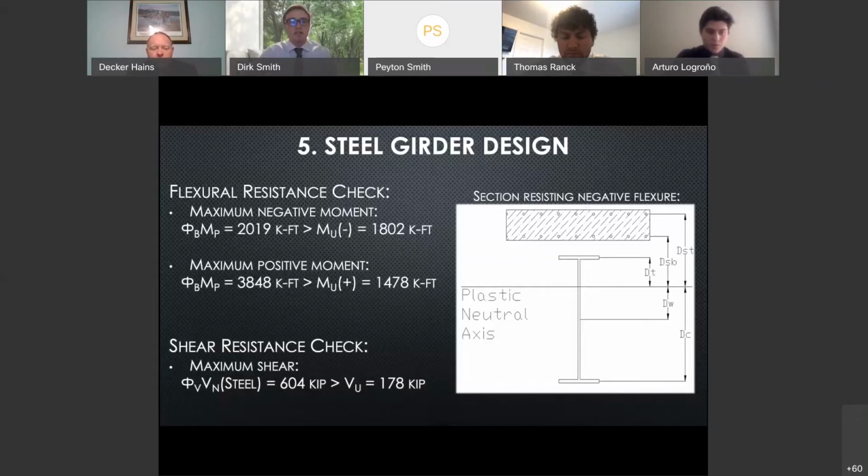For steel girders, shear is rarely inadequate if flexural resistance is okay. The same goes for our design, where the shear strength of the girders is much greater than the expected shear forces.